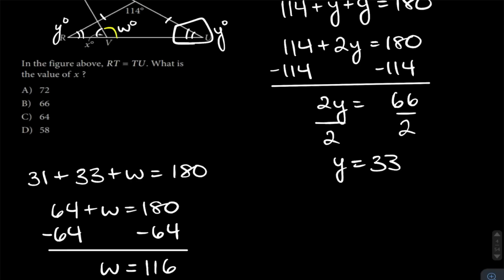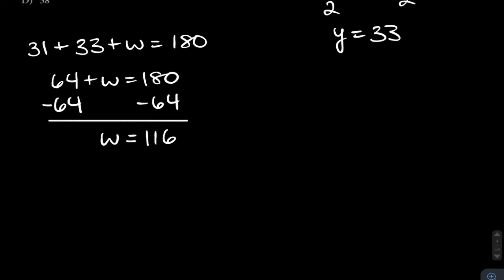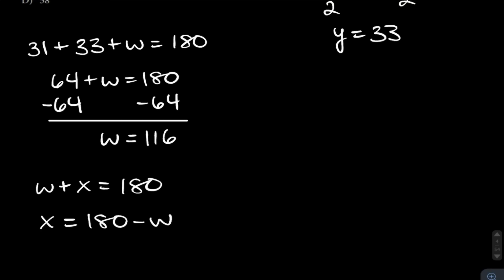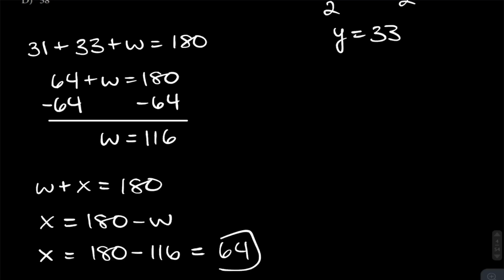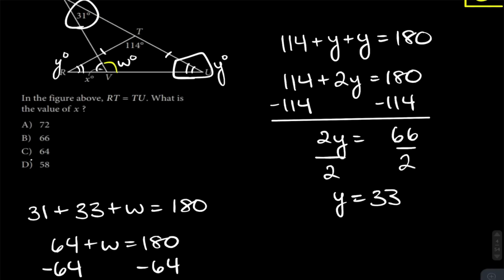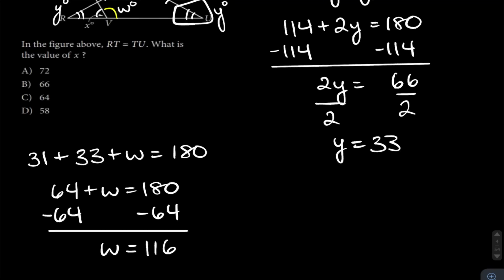So now we know that x is supplementary to w, so they have to add to 180. So w plus x is going to equal 180. That means x is equal to 180 minus w, and plugging that in, we get that x is 64. And that is our answer. That's choice C, the correct answer for this problem.